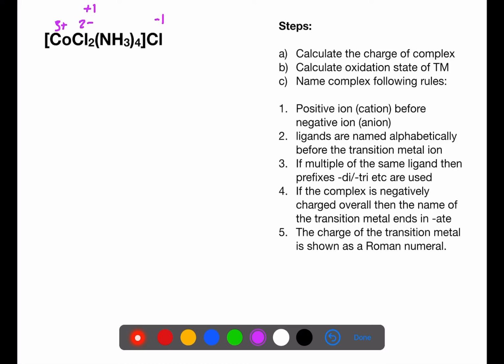We have 2 different sets of ligands here, and we need to name them in alphabetical order. Amine comes before chlorido, so we'll be naming that one first. We have 4, so we have tetraamine, being careful with spelling. We have 2 chlorido ions, so dichlorido.